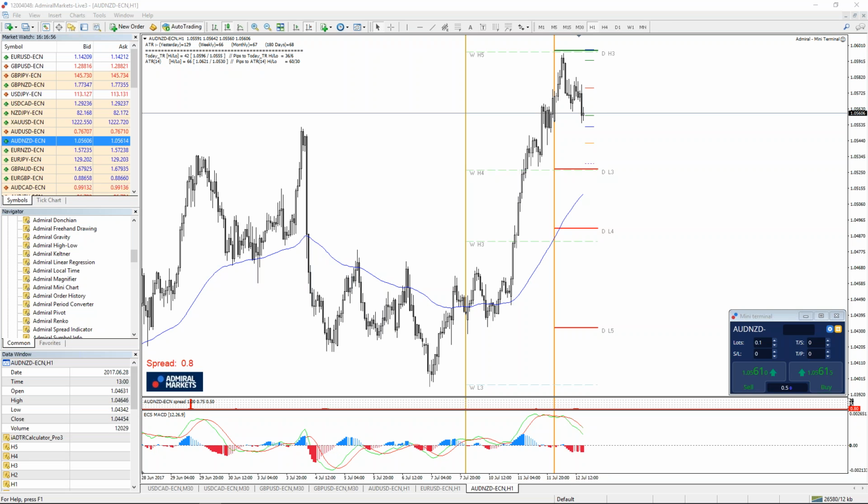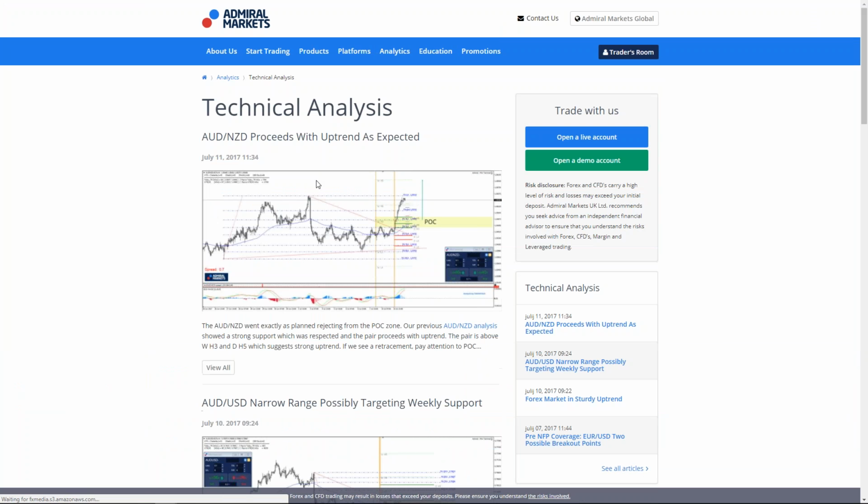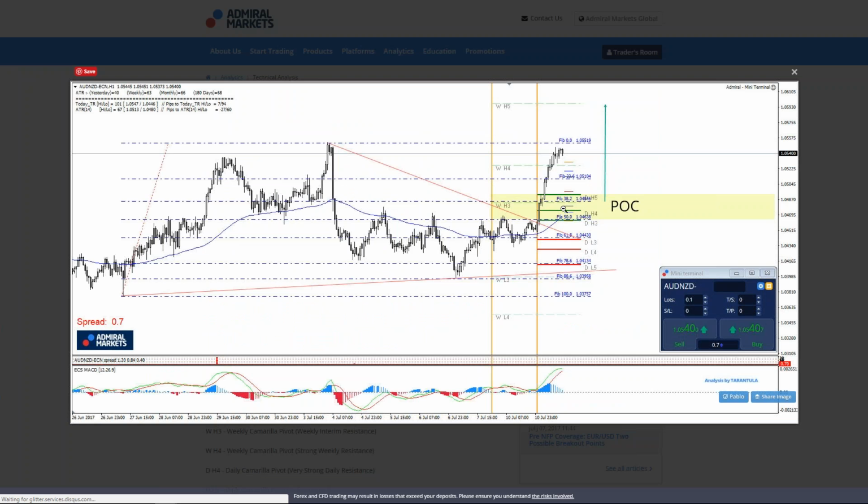Okay, here you could have traded this one. Wait, just give me a few seconds. Okay, it was here. Analytics, technical analysis. Australian dollar, New Zealand proceeds with uptrend as expected. So this happened. Actually, it went up, up, and up. And if you traded the setup, you could have made some nice pips. So Australian dollar also followed the Australian dollar New Zealand. I mean, it was like a basket trade.